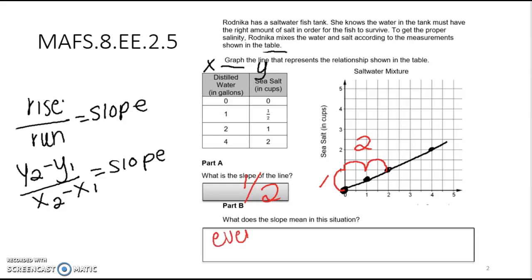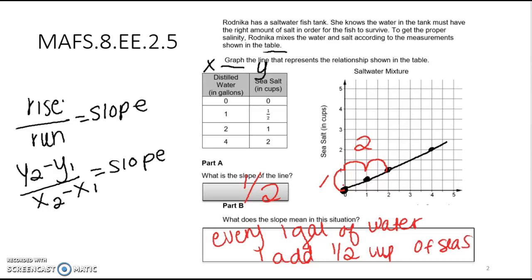So every 1 gallon of water, I add half a cup of sea salt. So that is what that first question is asking. All right, let's go ahead and move on to the second one.